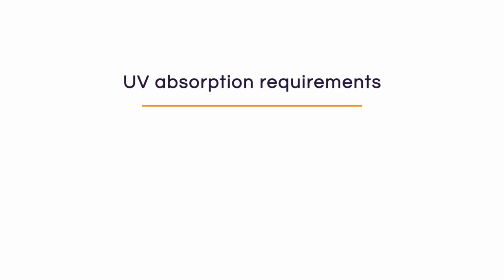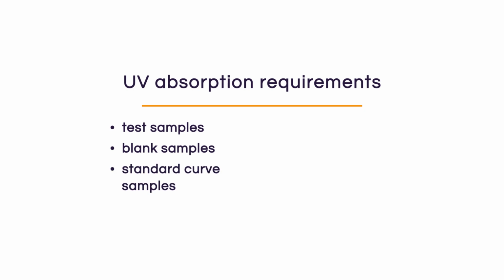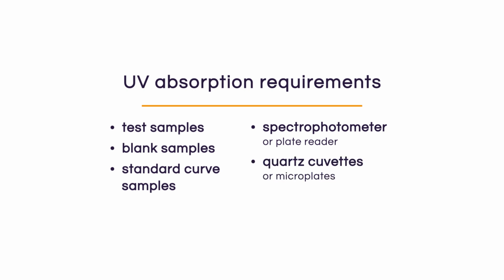To run your UV absorbance assay, in addition to having your test samples, your blanks, and your standard curve, you're also going to need to have either a spectrophotometer or a plate reader, together with the appropriate quartz cuvettes or microplates. If you choose to run your assays using cuvettes, you're going to need 1 milliliter of sample per cuvette, whereas if you run it on a plate, you're going to need 0.25 milliliter of sample per well. Remember to always take into account that you should prepare 3 technical replicates of each sample.